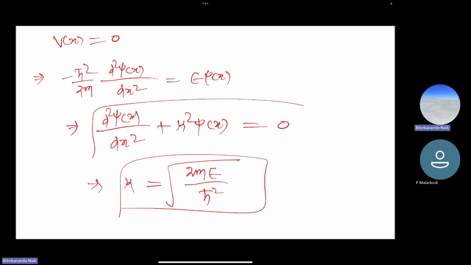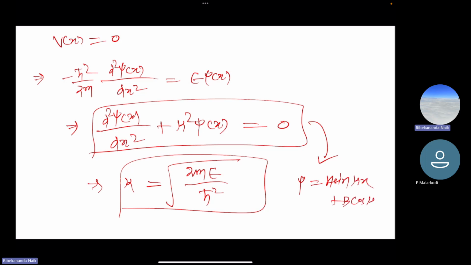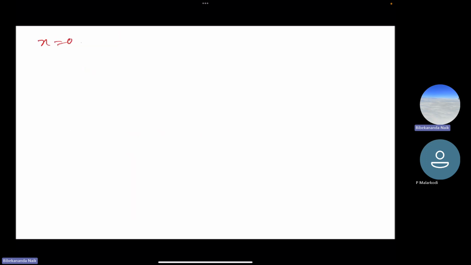This is basically a differential equation and it has a solution: psi equals a sin kx plus b cos kx. But we don't know the values of a and b. How will we calculate them? We will put in boundary conditions. According to the problem, when x equals 0, V(x) is infinity, so psi(x) becomes 0. Similarly, at x equal to L, V(x) is again infinity, so psi(x) becomes 0.